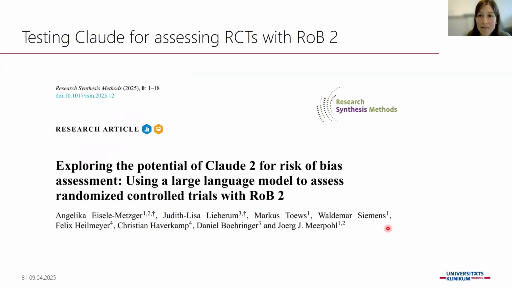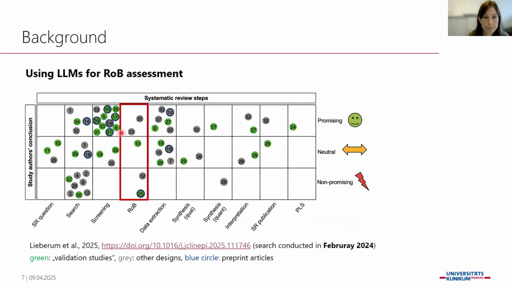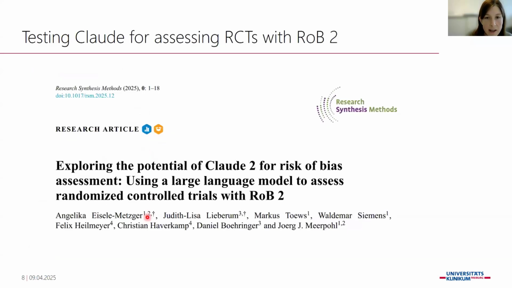So the next thing I would like to talk about is our study where we tested the large language model Claude for assessing randomized controlled trials using the revised Cochrane risk of bias tool. This work has just been published quite recently. It has also not been included in the scoping review we conducted, so we don't have this study included here.